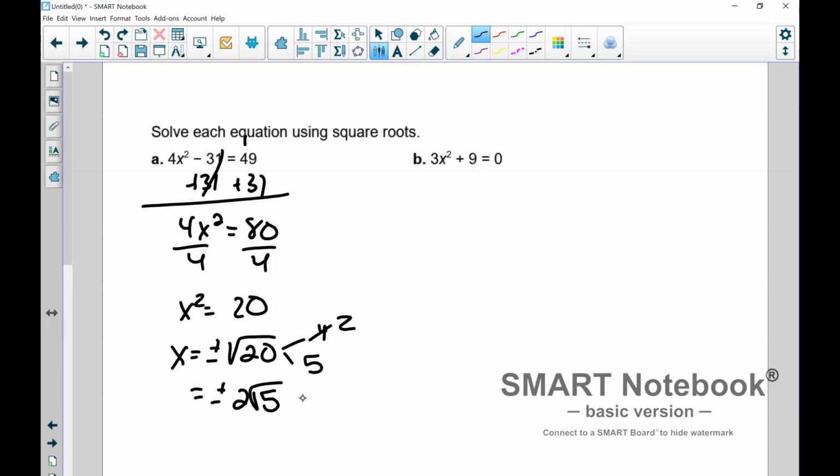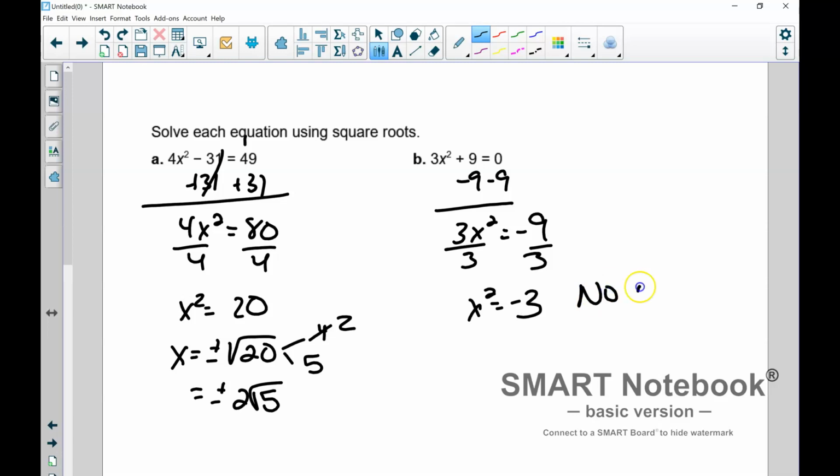Now when we go to solve b, b is going to be equal to -9. So I have 3x squared is equal to -9. And if you remember from Algebra 1, so now I have x squared equal to -3, you can't take the square root of a negative number yet. I'm going to stress that word yet. So for the moment, we have no real solution.